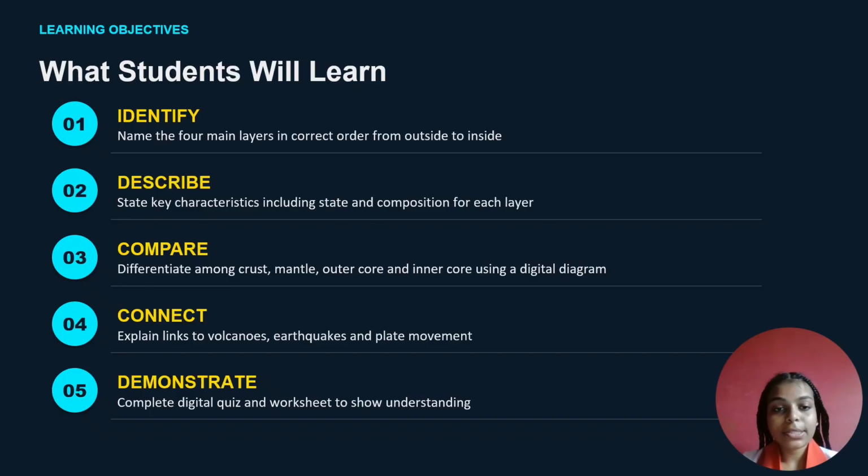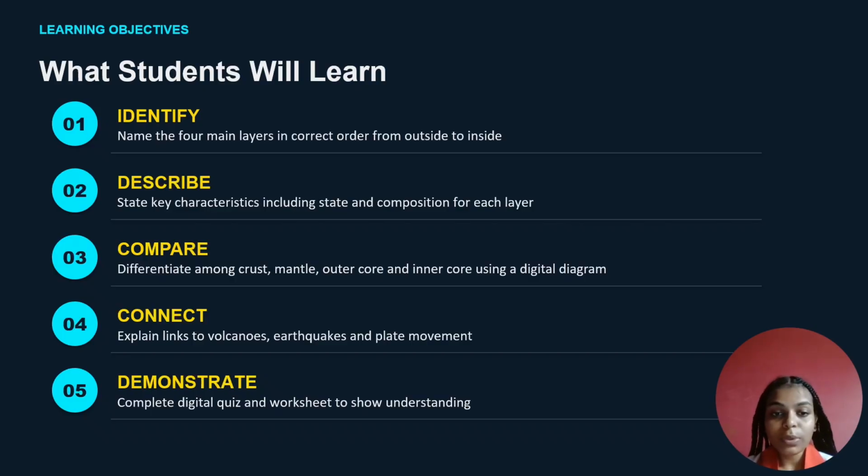We set out that students would be able to identify the four main layers, and to do so correctly, from the outside to the inside. The second point is that we allow them to describe, so state the key characteristics, including the state and the composition of each layer. Then we move on to comparing them.